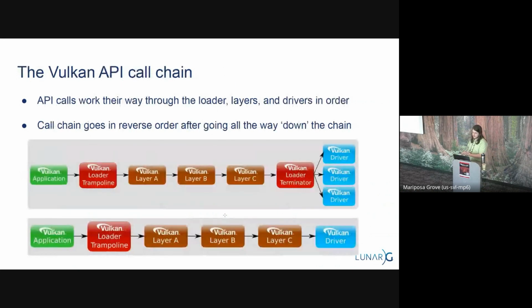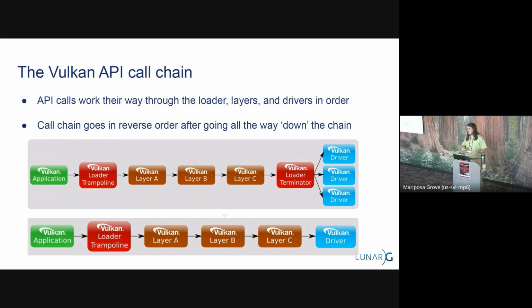So the API call chain, whenever you call vkDestroyCommandBuffer, whatever Vulkan function, it'll start with the application and then go down the chain in a specific order, which I have diagrammed in the pictures here. It's more of a stack than a chain because as it goes down, it will come back up in reverse order, just like a recursive function call. There are two pictures here. The top one is instance level and the bottom one is device level functions.